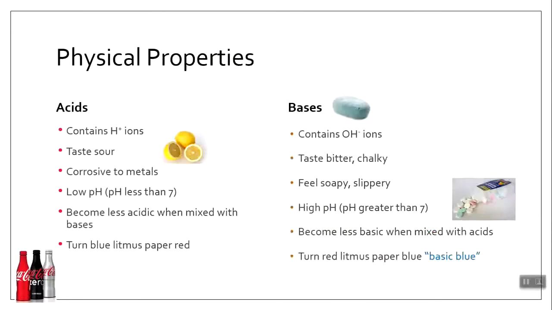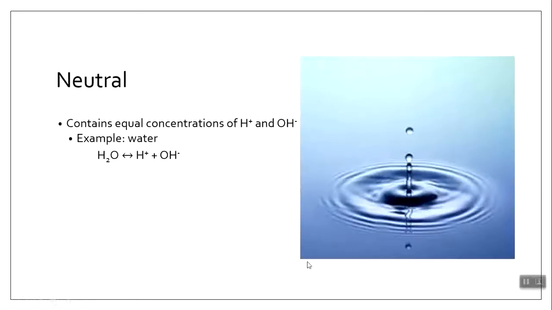Okay, and then in between acid and base we have something that's neutral, right? The prime example of something that's neutral is water, and water contains equal concentrations of hydrogen ions and hydroxide ions. So the water's dissociation equation is shown here, where H2O can break up into H plus and OH minus. And we'll talk more about water a little bit later in this video.